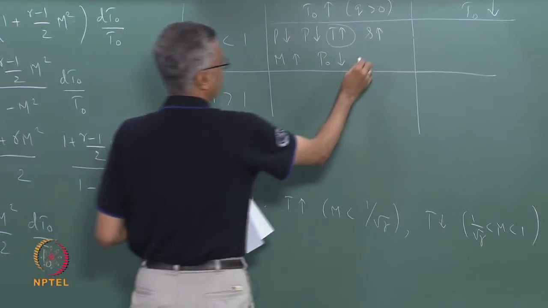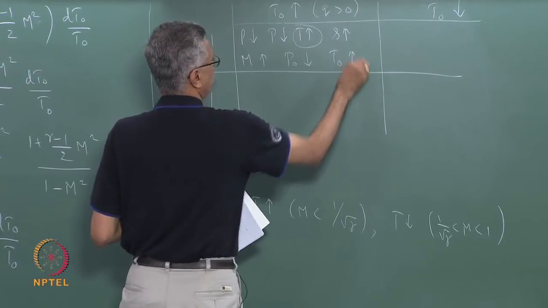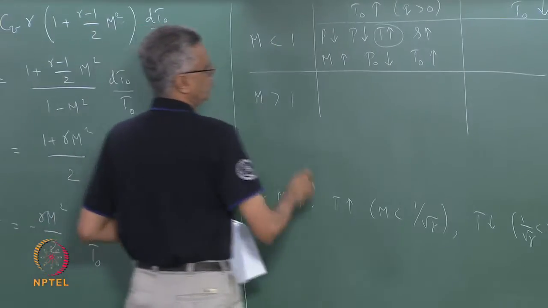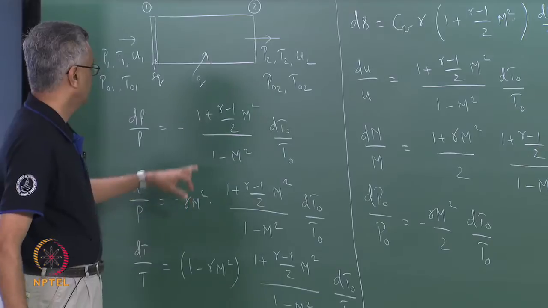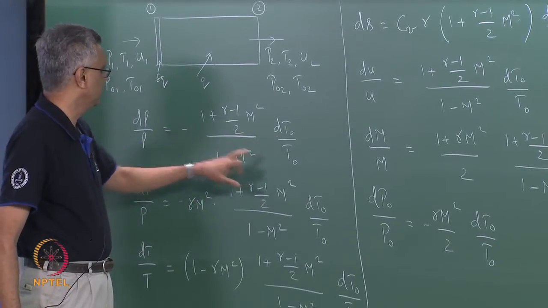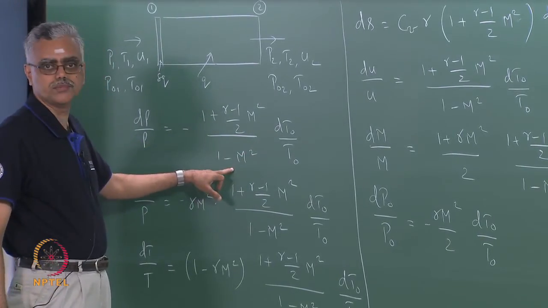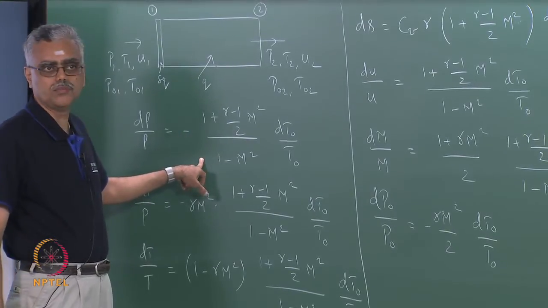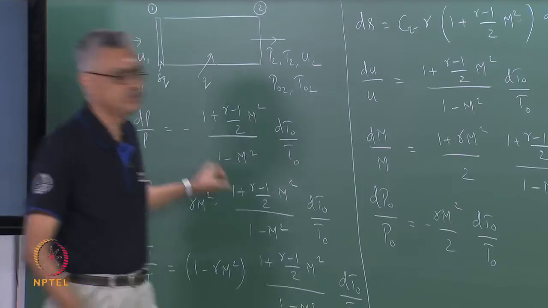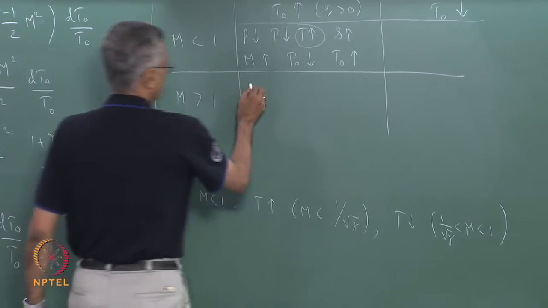Now just for the sake of completeness, we will write down that T naught is actually increasing, which is over there. It is redundant. So that is for a subsonic flow. So for a supersonic flow, if you try to do the same thing, M is greater than 1, so that means this is positive. This is positive, this becomes negative because M is greater than 1. There is a negative sign here, so that means d rho is positive, right? So rho increases.